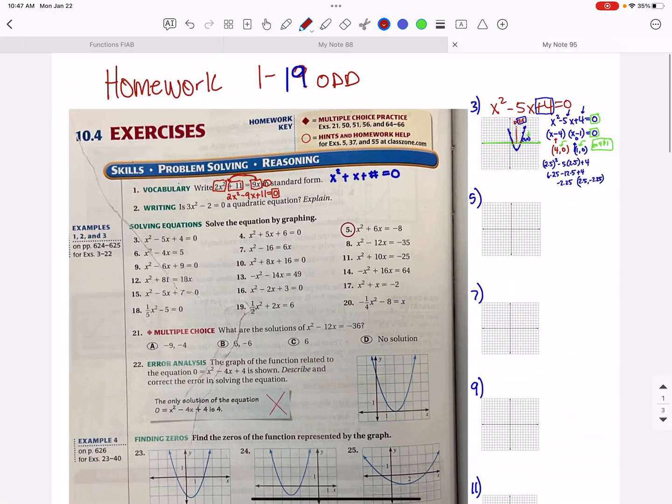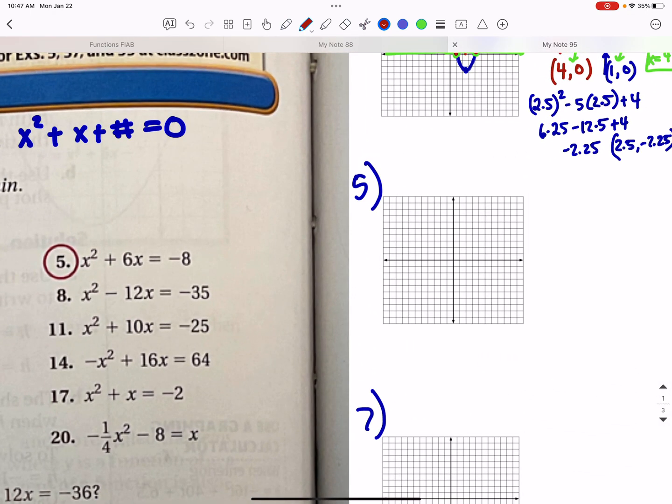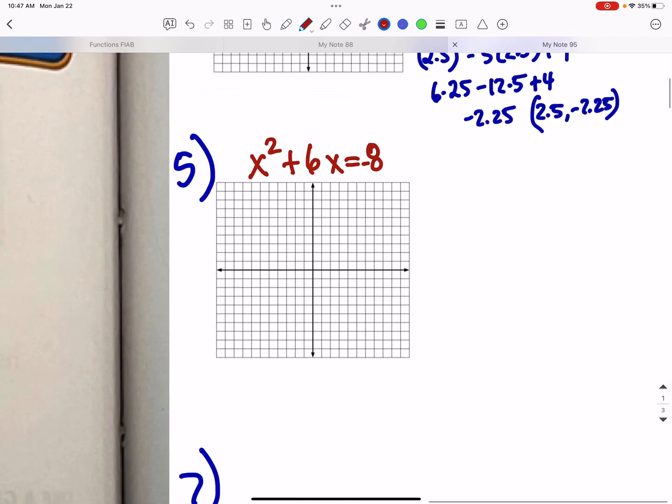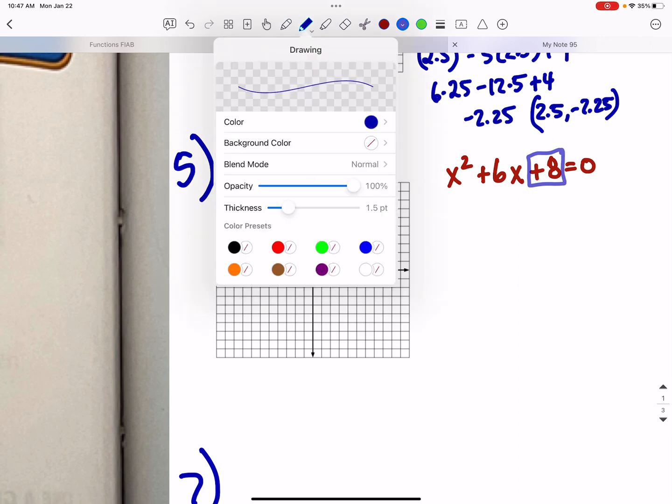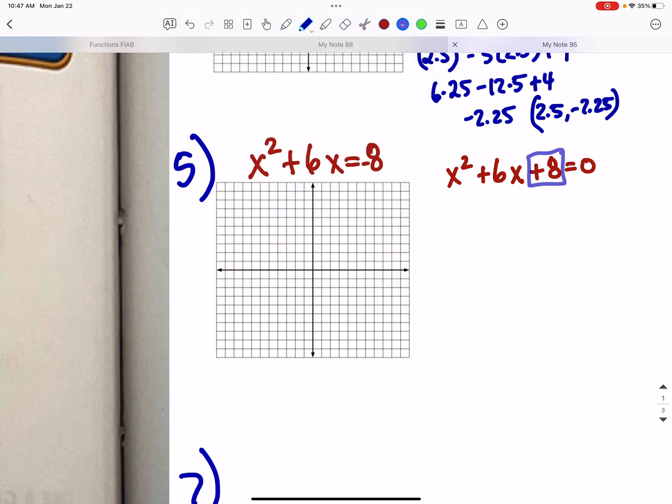All right, number 5. We'll go a little faster. X squared plus 6x equals negative 8. Well, we need it to equal 0, so we have to throw that negative 8 to the other side. So x squared plus 6x plus 8 equals 0. First thing we know, positive 8 is on this graph. Right there. Next thing we know, we can factor this.